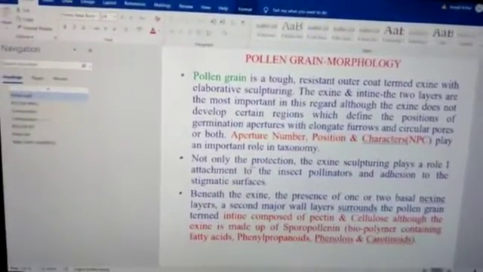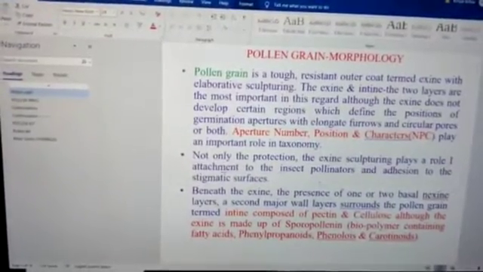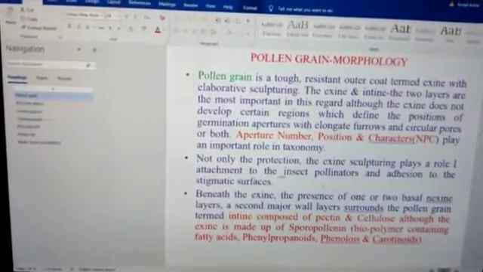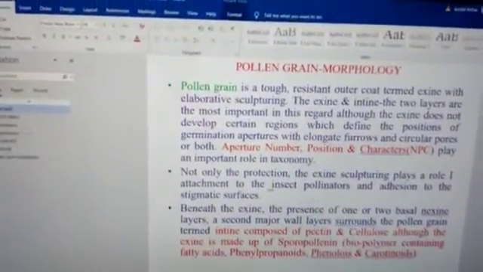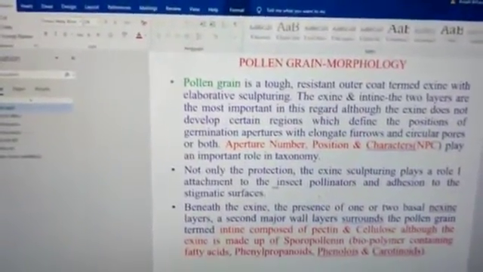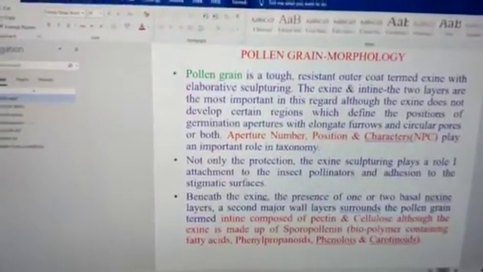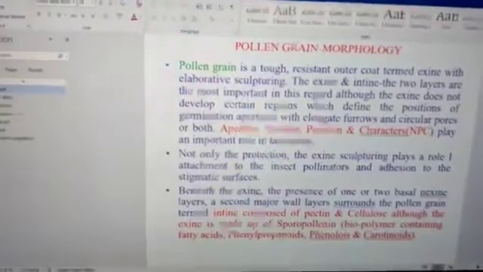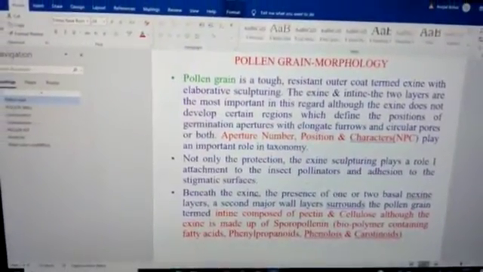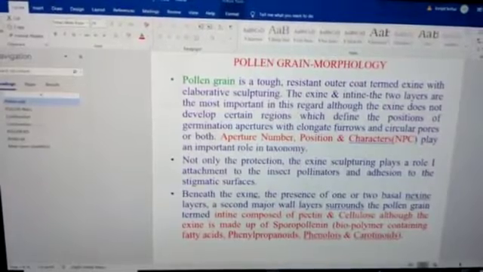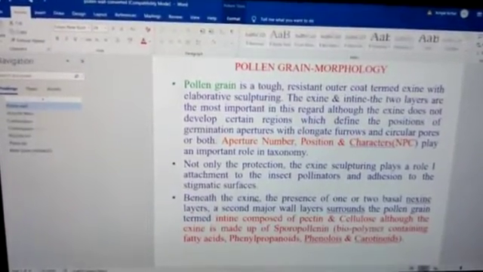And not only protection, the exine sculpturing plays an important role in attachment to the insect pollinators and adhesion to the stigmatic surface. So sculpturing is helpful for their dispersal.